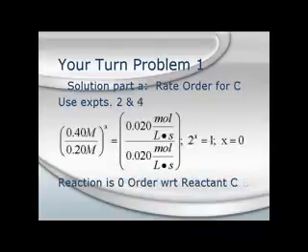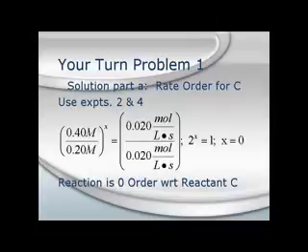We are left to calculate the rate order for C. We're going to use experiments 2 and 4 here. And the reason we're going to use experiments 2 and 4 in order to calculate C is that the concentrations of A and the concentrations of B are consistent, the same in both experiments 2 and 4, whereas the concentration of C doubles from 0.2 to 0.4 moles per liter.